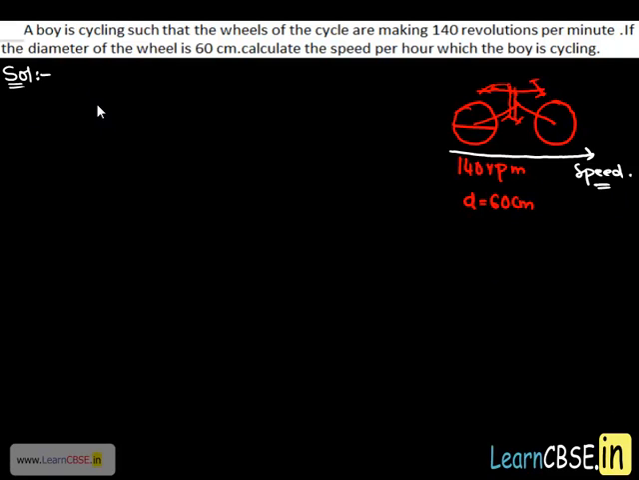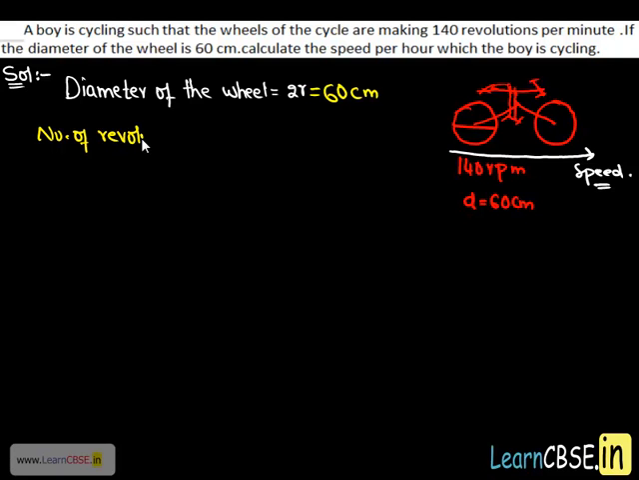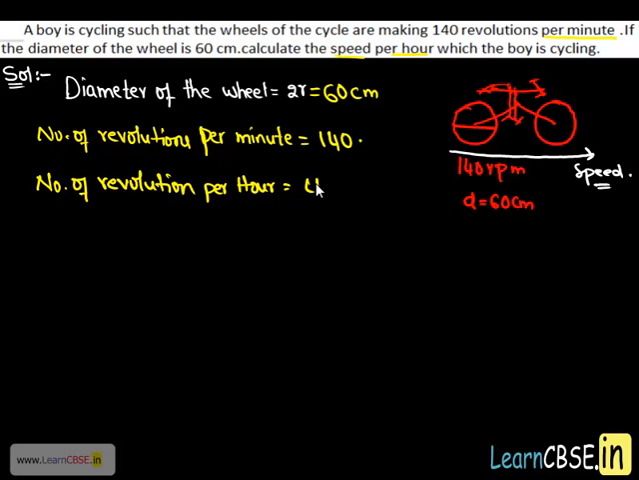Diameter of the wheel is 2r, which is 60 centimeters. We are given the number of revolutions made by the wheel in 1 minute, that is 140. We are asked to find the speed in hours. So we convert the number of revolutions per minute into the number of revolutions per hour by multiplying 140 with 60. Therefore, we have 140 times 60.